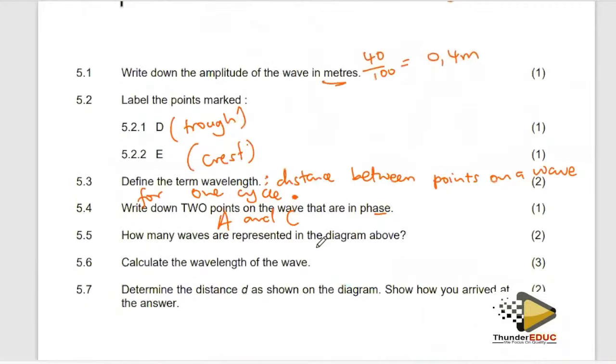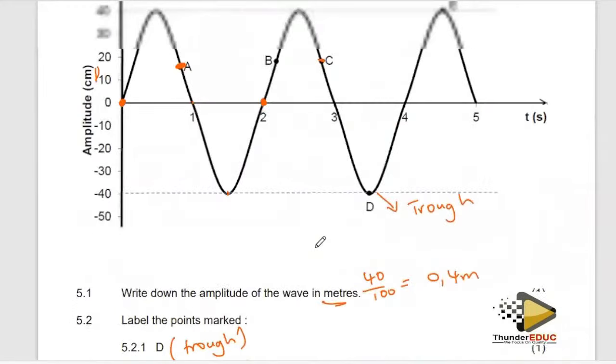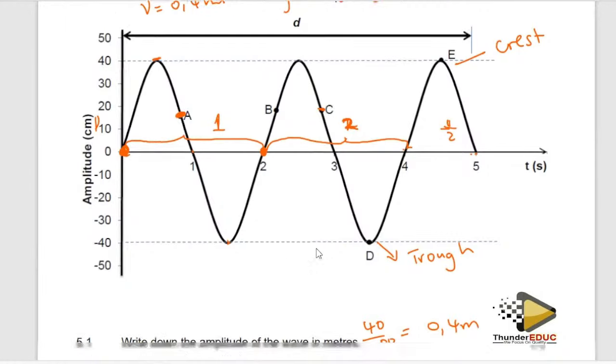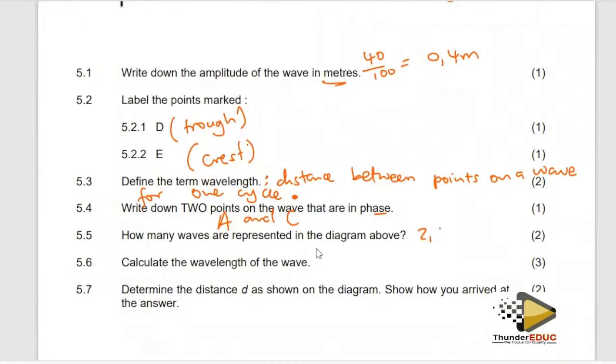Then how many waves are represented in the diagram? Remember what we said: from this point up to this point is one full wave, one cycle. Then from here, a combination of the trough and the crest is also another cycle, so that is wave number 2. And then from here to here, it's just a crest, which is half of a wave. So this is 1, 2, 2.5. We have 2.5 waves. Someone can write it as 2 whole numbers and then 1/2.